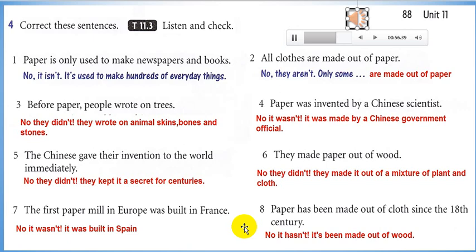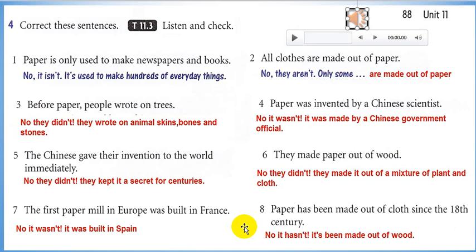6. They made paper out of wood. No, they didn't. They made it out of a mixture of plants and cloth. 7. The first paper mill in Europe was built in France. No, it wasn't. It was built in Spain. 8. Paper has been made out of cloth since the 18th century. No, it hasn't. It's been made out of wood.